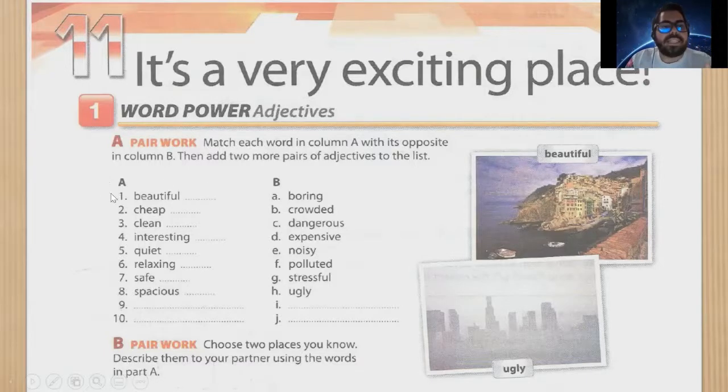For example, guys, don't worry, don't panic. Number one over here, it says beautiful. That's a very easy word, guys. All of you know what is beautiful, right? What about the opposite? What could be the opposite of beautiful? If something is not beautiful, what is it? And we have to look at the word in here. Ugly, maybe. Exactly. If something is not beautiful, guys, it's ugly.